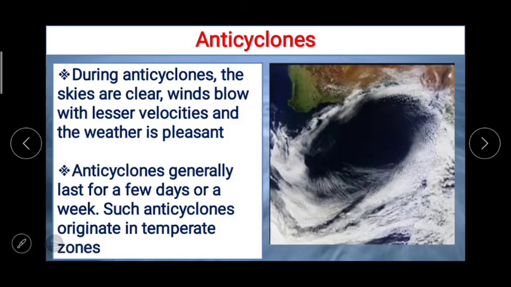During anticyclones, the skies are clear, winds blow with lesser velocities and weather is pleasant. That means there is no damage, no danger, and it does not even look like there is much upheaval in the atmosphere. Anticyclones generally last for a few days or a week, and such anticyclones originate in temperate zones. Keep in mind this.